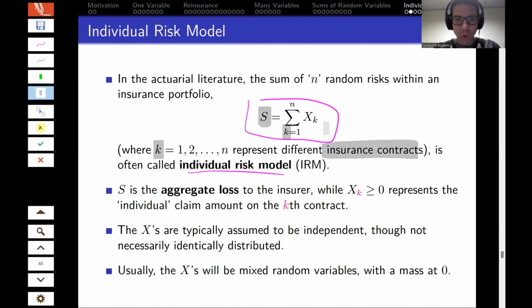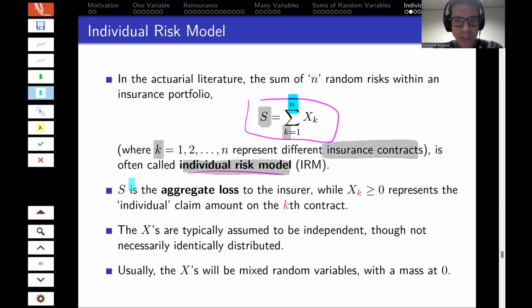When you sum all of those, this is called the individual risk model. It's a simple risk model where you just sum all the claims for a fixed number of contracts. As a comment, this n here is fixed. It's assumed to be an integer that we know. Later, we're going to see the collective risk model where this n will be allowed to be a random variable. But for now, n is just a number.